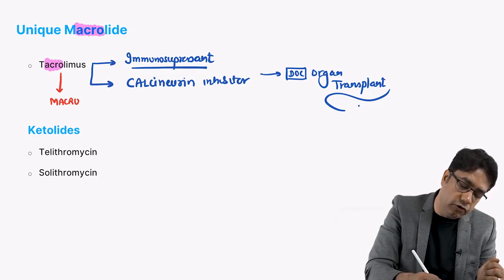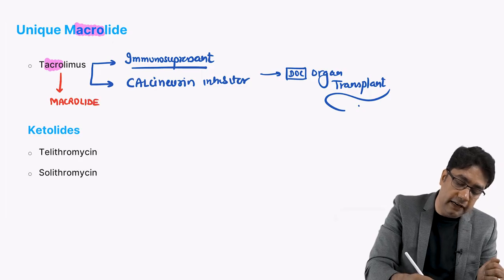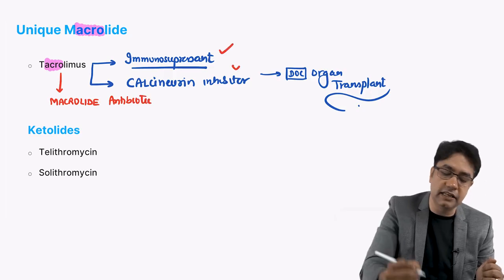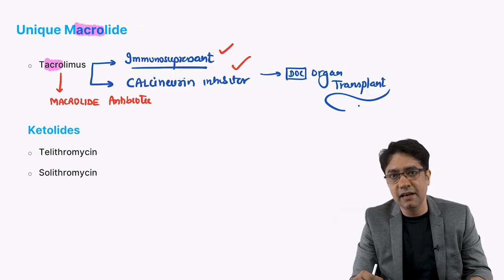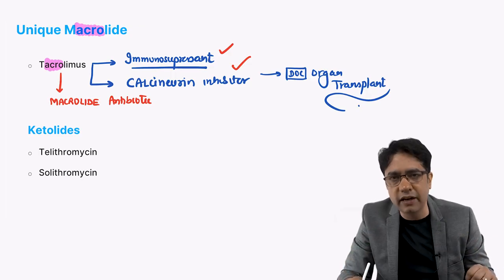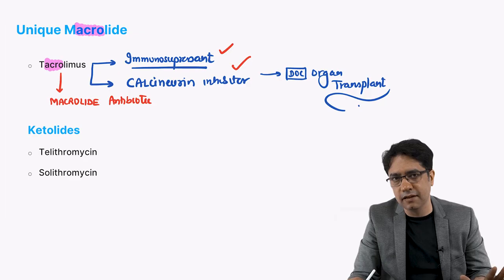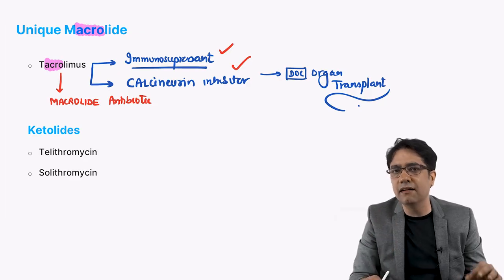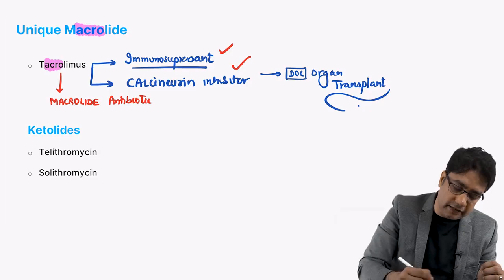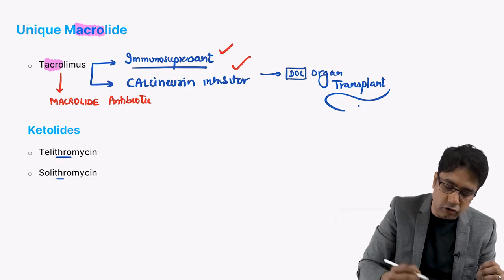But its use is not like antibiotic. It is rather used as an immunosuppressive drug because it inhibits calcineurin enzyme. Now, there are two more drugs which will end with the word thromycin, but they are not macrolide, they are rather ketolide. The drugs are telithromycin, solithromycin.